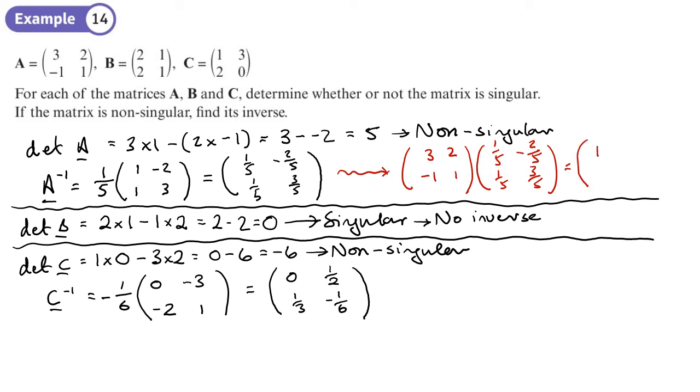Okay, let's go to the next one, second column, first row. 3 times negative 2/5 is negative 6/5, and then 2 times that is plus 6/5. So negative 6/5 plus 6/5 is 0. It's looking good so far. Let's carry on.